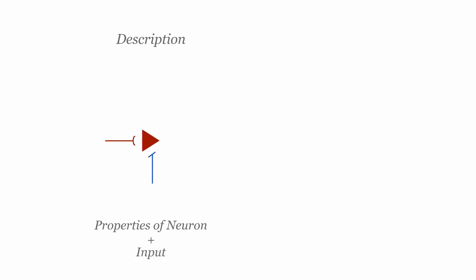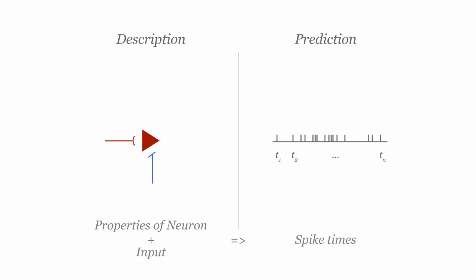What do I mean by a model of a neuron? Well, basically, it's a description of the properties of a neuron as well as the input it receives. And since people want to study this description, they use the language of mathematics. If you know the neuron and the input it receives, you're going to be able to predict at which points in time this neuron will elicit a spike. So, two tasks: describing and predicting.